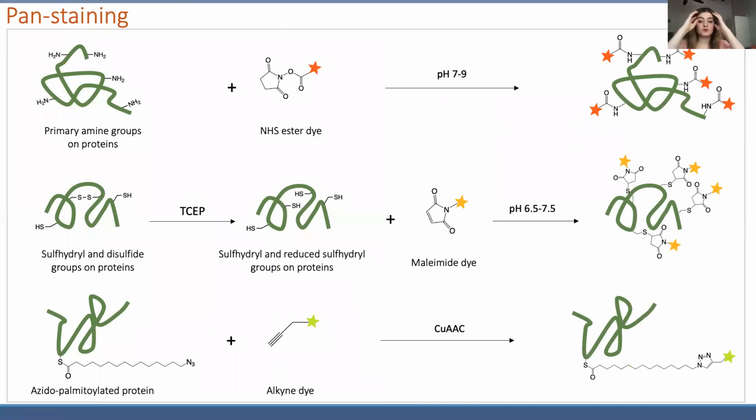Our second conceptual advance is what we define as pan-staining. It is essentially the labeling of proteins or subset of proteins in bulk. A first example is the labeling of primary amines on proteins with an amine reactive NHS ester dye. A second example is the labeling of thiol groups on proteins with maleimide dyes. And a third example consists of labeling specific post-translational modifications on proteins, such as palmitate, after metabolic labeling with a clickable palmitic acid analog.